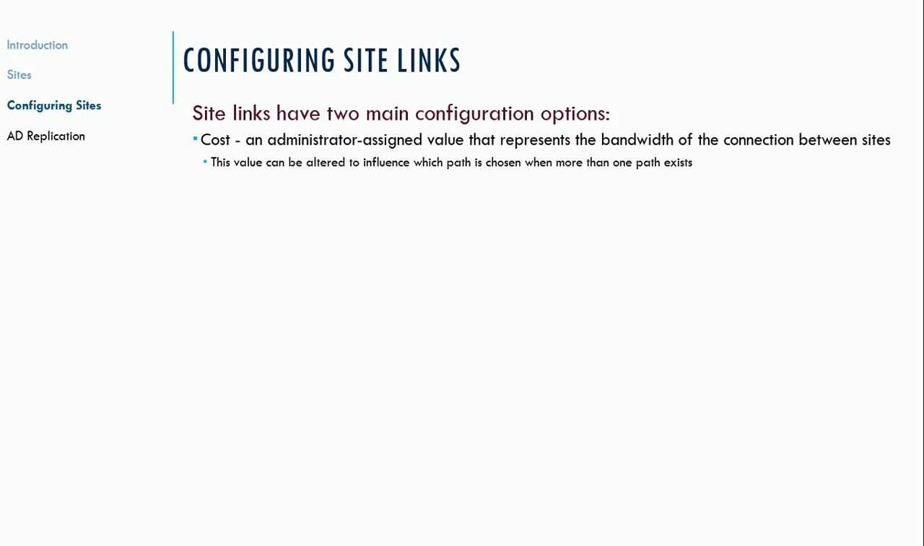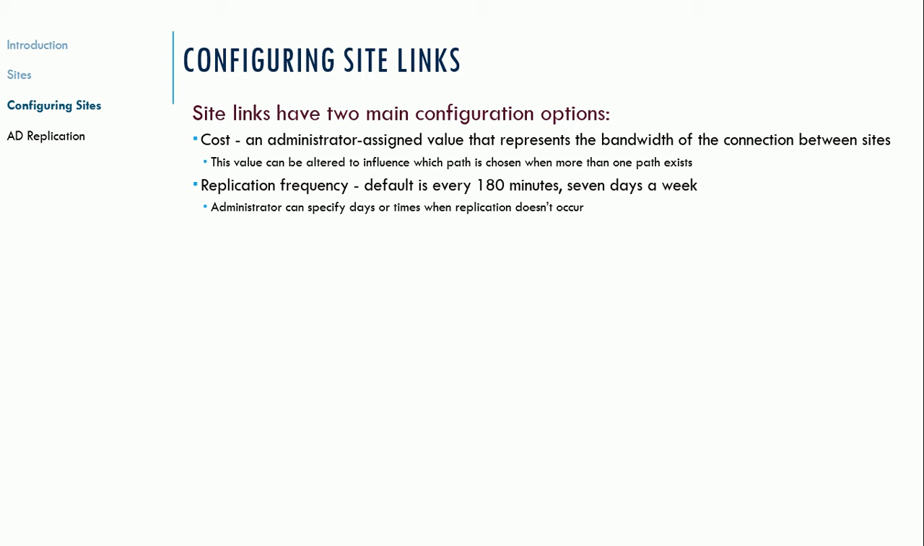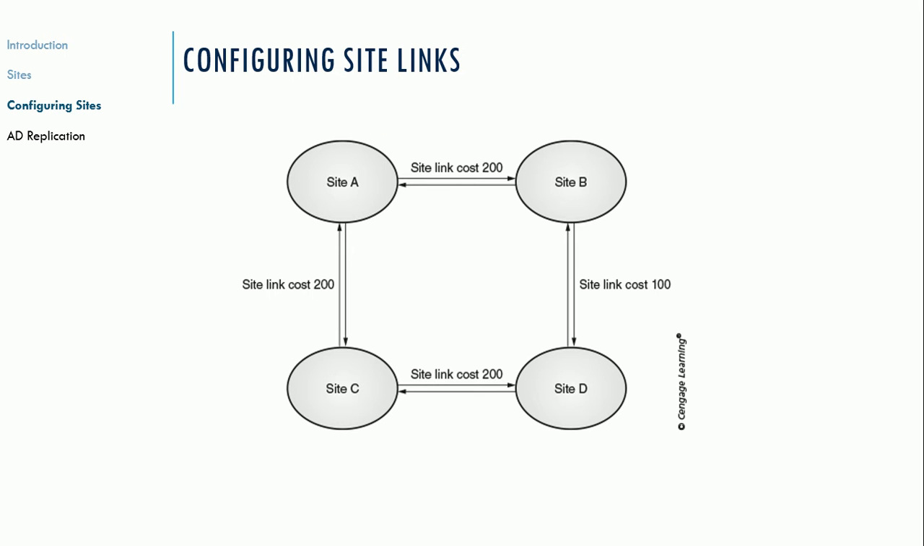Site links have 2 main configuration options. There's the cost, which is a value that you define. This is a metric of how fast that connection is. This helps Active Directory determine the most efficient path to do site replication. The value can be altered to influence which path is chosen when more than one path exists. It's sort of a metric, just like a routing metric when you look at routing protocols, perhaps in your network courses. And then you define the replication frequency using that site link. The default is 180 minutes, 7 days a week, but you can specify less frequent updates if you like, based on the speed of the link.